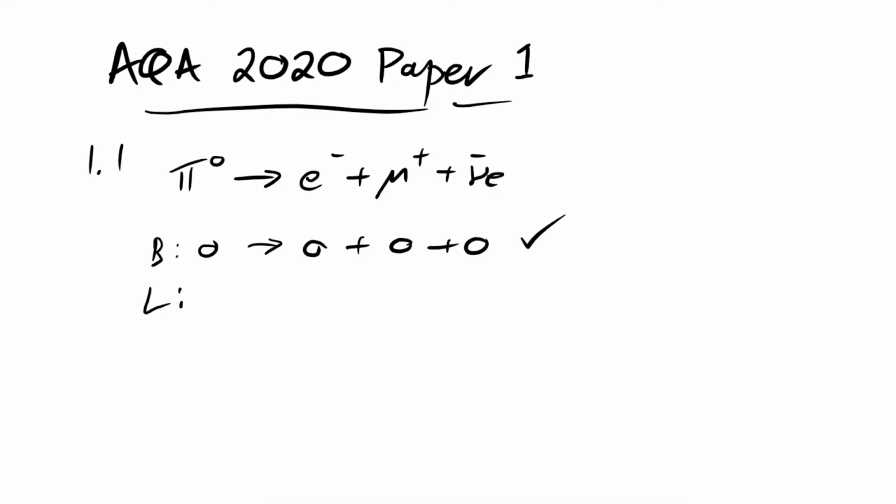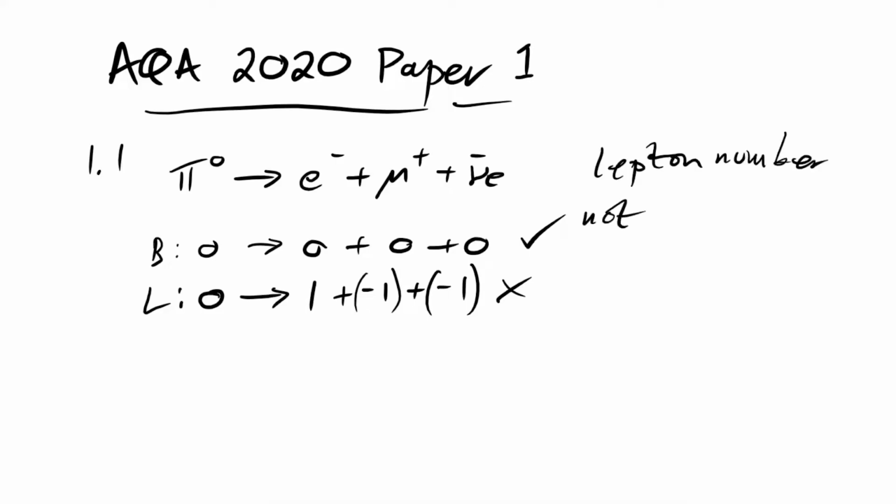What about lepton number? Well, pion is a meson, so it's a hadron, not a lepton, so that's 0. Electron has a lepton number of +1. Anti-muon, because remember a normal muon is minus just like an electron, so that's going to be -1. And then we have an anti-electron neutrino, that's also ±1. So actually it doesn't look like it makes sense because we don't end up with 0 on the right hand side. So we can say lepton number not conserved.